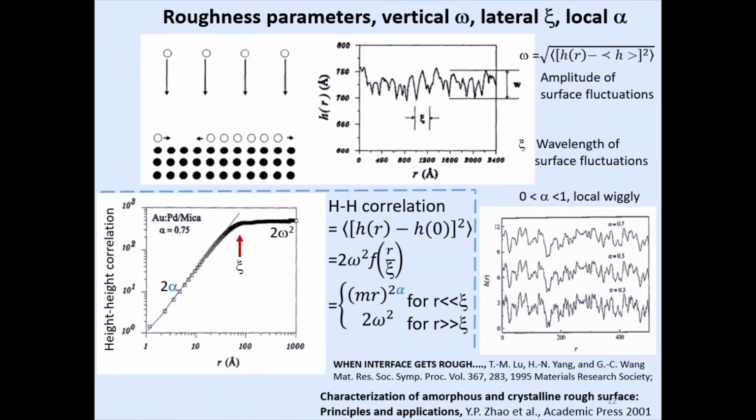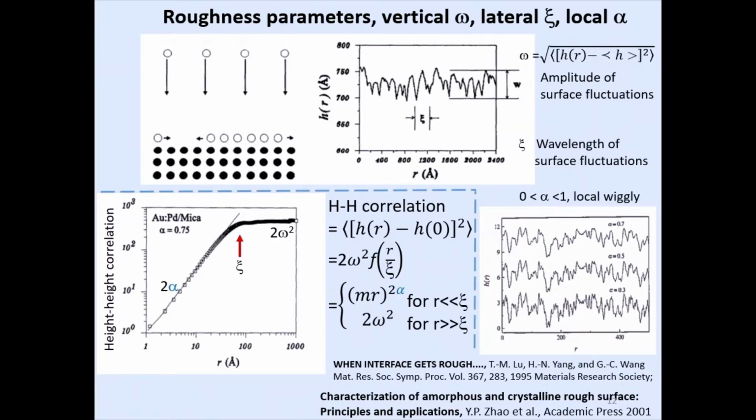Then you also need this lateral correlation. Basically, you can think about it as a wavelength. Okay, so this one describes the height distribution. One parameter people did not realize is that even if you have the same RMS and the same lateral correlation, if you look locally, they could be different. So we give a notation called alpha, called local roughness, which has a value between 0 and 1. 1 is the smoothest one.